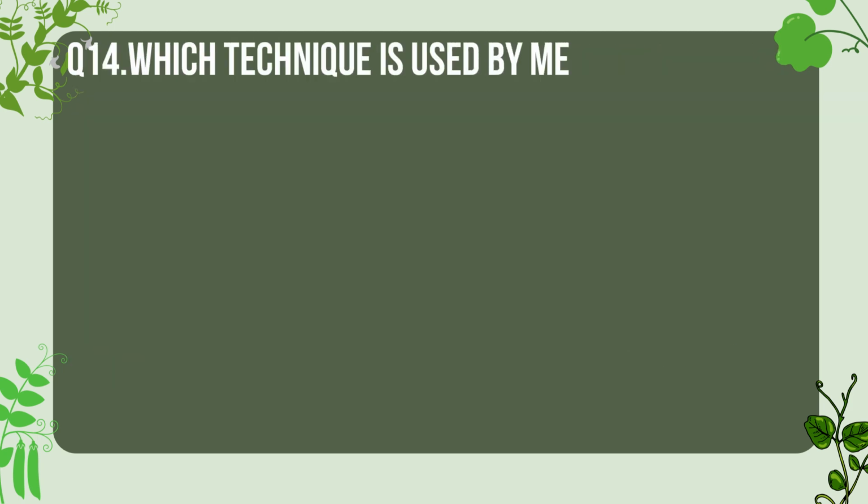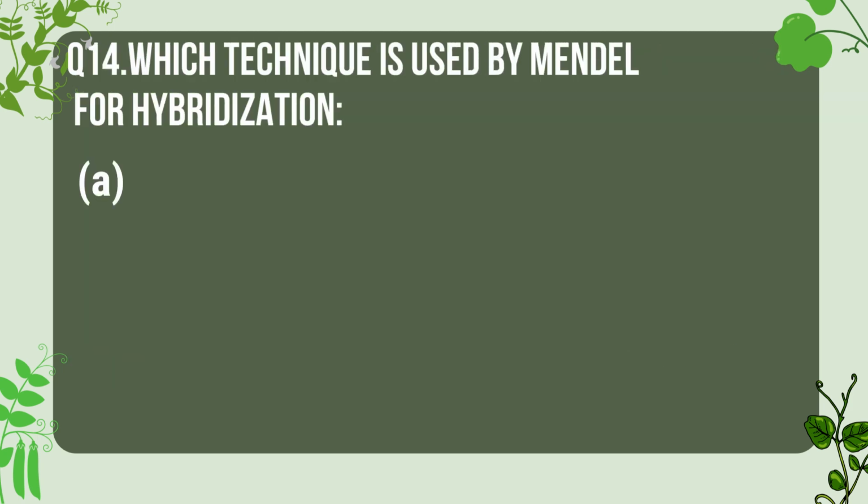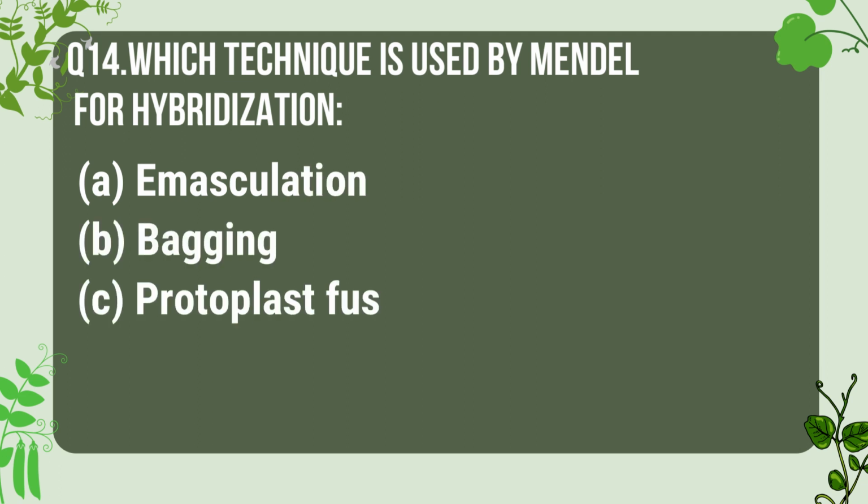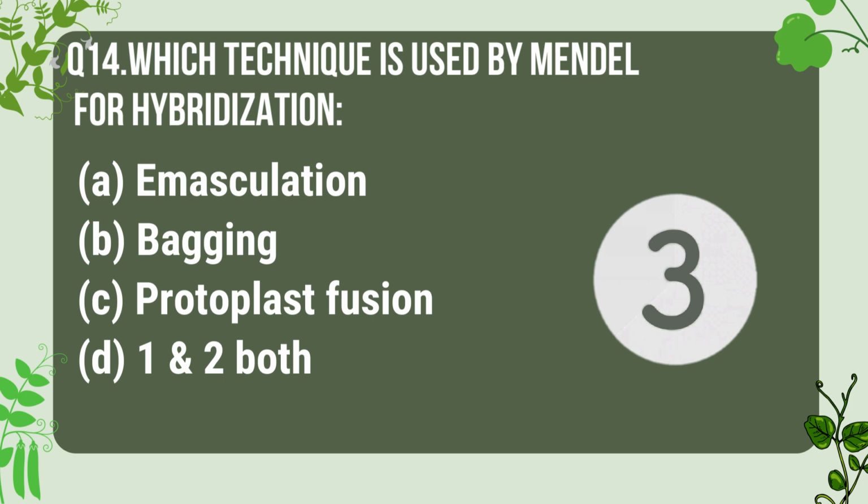Which technique is used by Mendel for hybridization? A. Emasculation. B. Bagging. C. Protoplast fusion. D. 1 and 2 both.